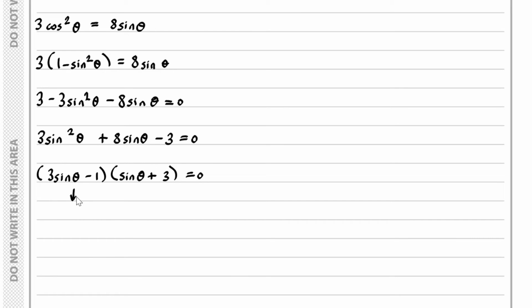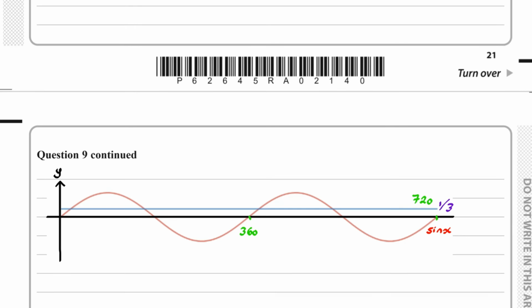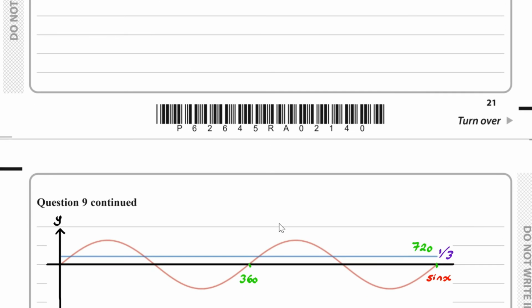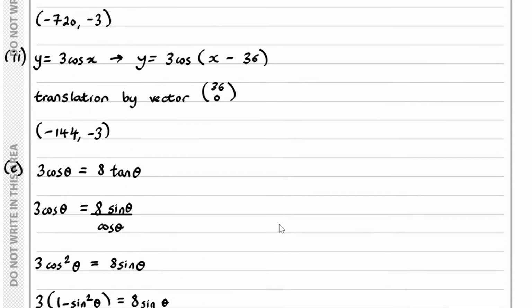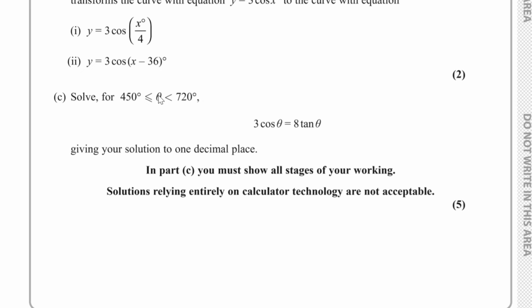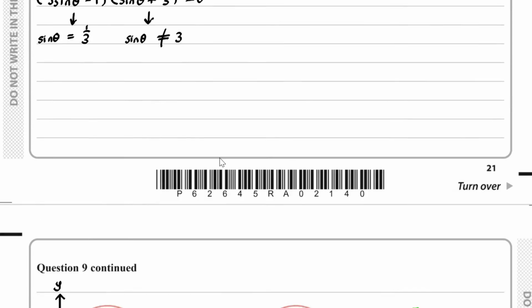And what you can hopefully see from here, we have sine theta equals 1/3, and here we have sine theta which is equal to 3. And of course, sine theta actually cannot equal 3 because sine can only be in between -1 and 1. So we're solving the equation sine theta equals 1/3. Now, having drawn the graph of sine x that intersects the line 1/3 as shown in this graph over here, we can find out the points of intersection. And remember, we want to solve for theta being in between 450 and 720.